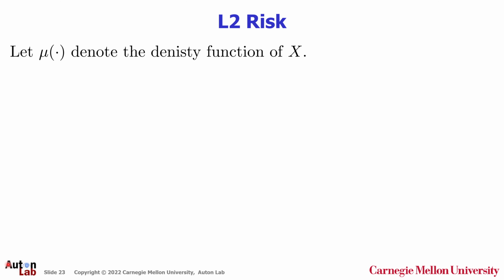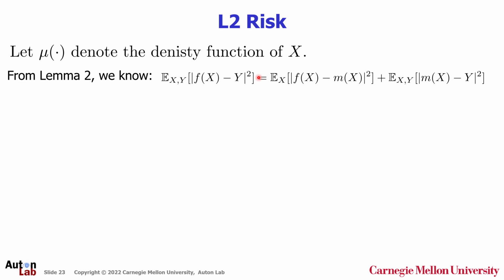Let mu denote the density function of random variable x. From lemma 2, we already know that the risk can be decomposed as the sum of these two terms. This decomposition holds for any function f. This lemma didn't use the training data. However, very similarly, using almost the same kind of steps, we can also prove that a similar equation holds when we condition on the training data set Dn.